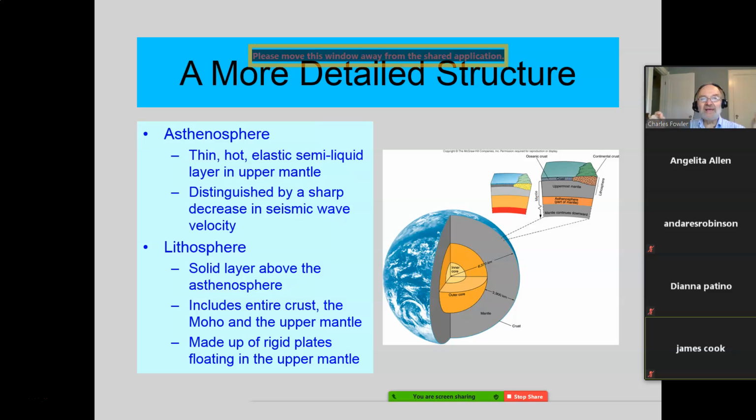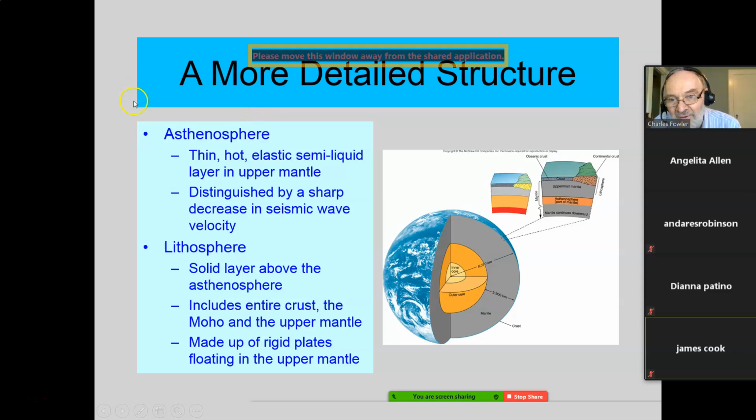Now, that was a kind of gross look at the structure of the Earth. Now we're going to look at a little more detail here. All right. Now, before we said there's the ocean, there's the oceanic crust, there's the continental crust. Here is the upper part of the mantle, the lower part of the mantle, and the core. Okay? Well, there's some more detail in here.